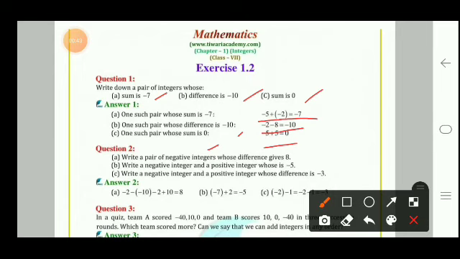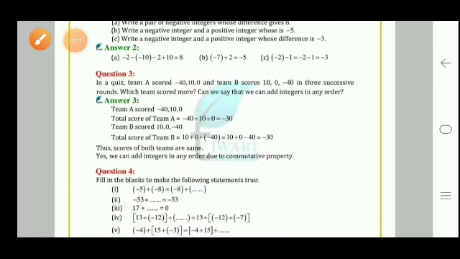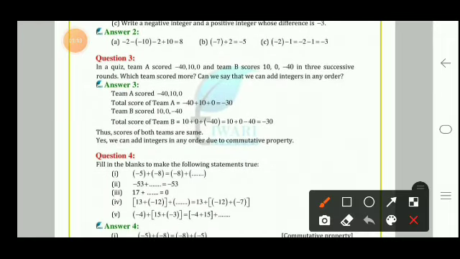Then moving to question number 2: write a pair of negative integers whose difference is 8. We can see here minus 2 minus of minus 10; minus of minus 10 means plus 10, so minus 2 plus 10 is 8. Then write a negative integer and a positive integer whose sum is minus 5: minus 7 plus 2 is equal to minus 5. Then write a negative integer and a positive integer whose difference is minus 3: it is minus 2 minus 1, which is equal to minus 3. You can see here in this part minus 2 minus 1 is equal to minus 3.